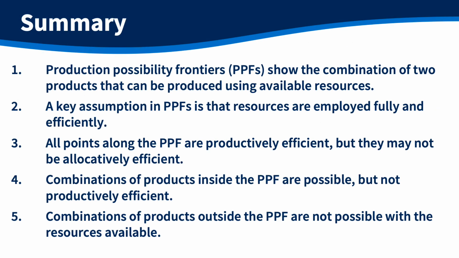Now we've reached the end of this topic, so let's take time to summarise what we've learned. Production possibility frontiers, also known as PPFs, show the combination of two products that can be produced using available resources. A key assumption in PPFs is that resources are employed fully and efficiently. All points along the PPF are productively efficient, but they may not be allocatively efficient. Combinations of products inside the PPF are possible, but not productively efficient. Combinations of products outside the PPF are not possible with the resources available.